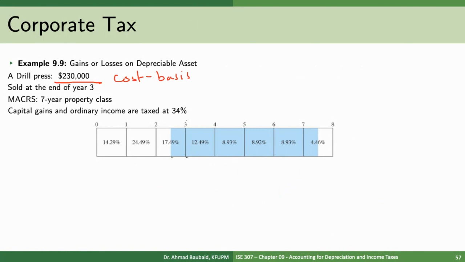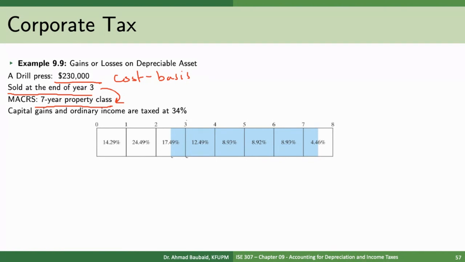So immediately when I say sold at the end of year 3, and I tell you it's a 7-year MACRS property, you can deduce immediately that I'm selling it before the end of its recovery period. So I have to be careful with the depreciation in that 3rd year. I need to divide it by 2. Okay, so that's one very important thing that you need to know.